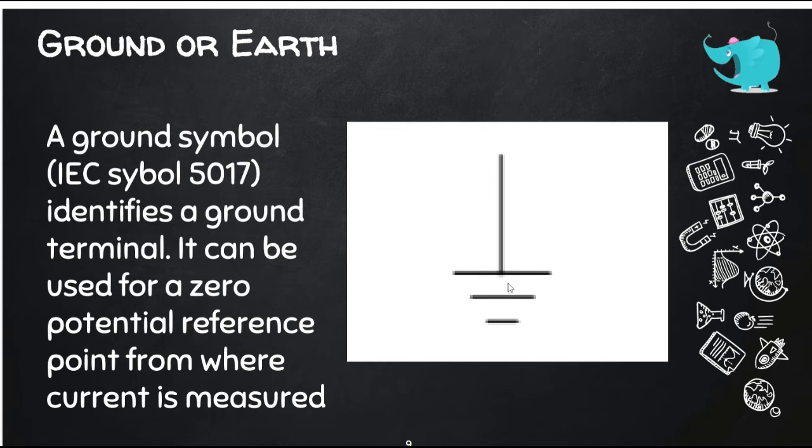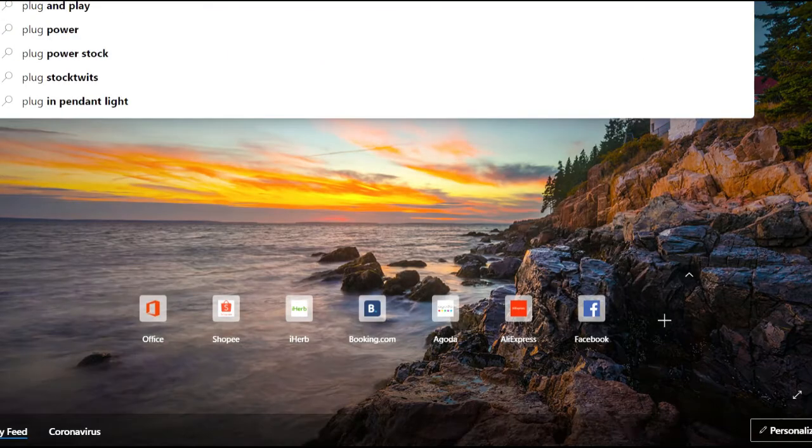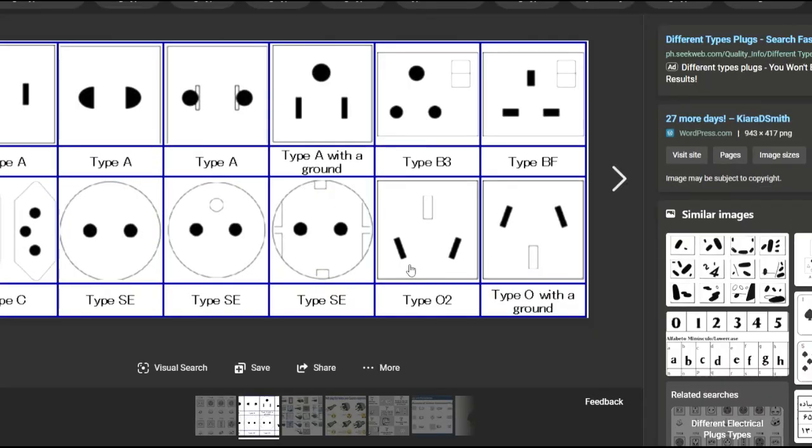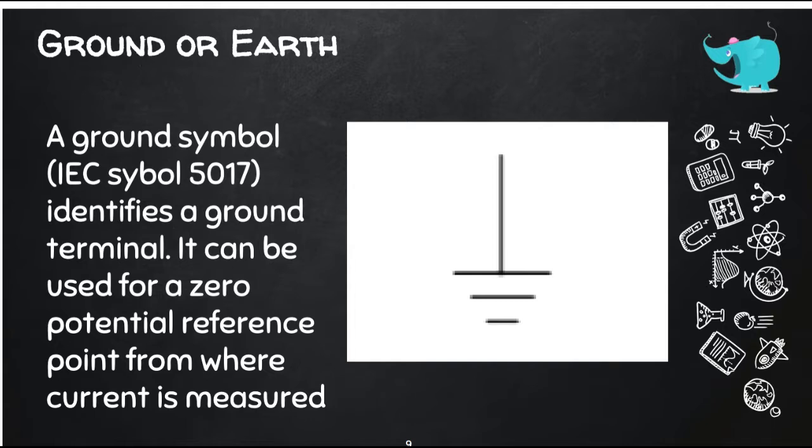As you can see, some of our plugs are in three sections. For example, this type of plug. Usually, one part is the positive and then the negative and then the other one is the ground. So that is just for a plug. But then all components have their own ground.